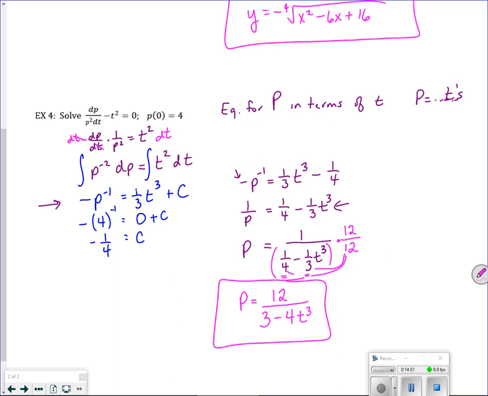So you have to do some algebra. You have to, every time, separate the variables, do your integration, solve for C, and then solve for the variable you need. So practice that. All right, see ya.